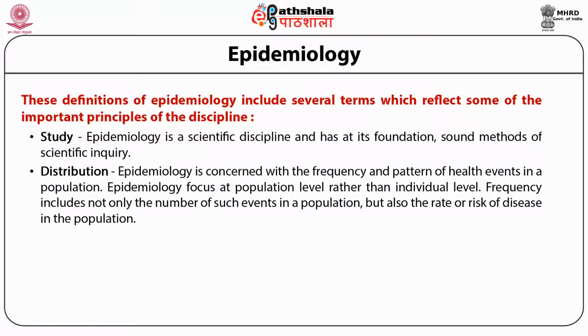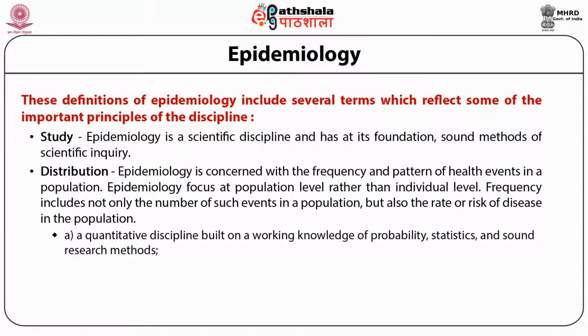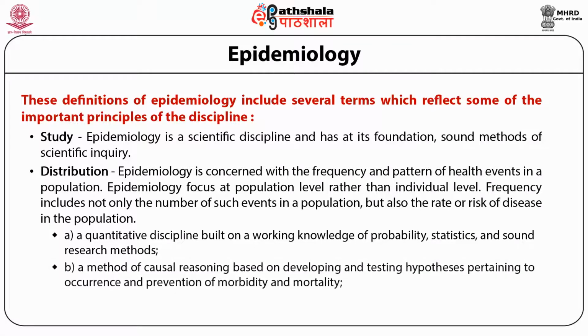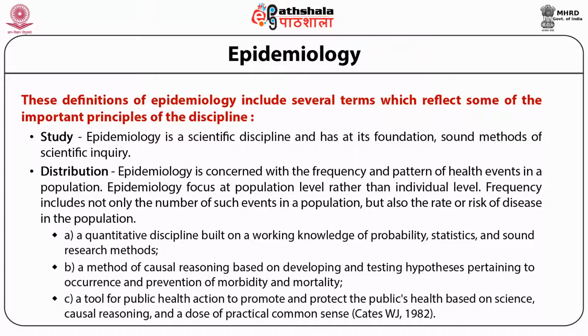Epidemiology is a quantitative discipline built on a working knowledge of probability, statistics, and sound research methods. B. A method of causal reasoning based on developing and testing hypotheses pertaining to occurrence and prevention of morbidity and mortality. And C. A tool for public health action to promote and protect the public's health based on science, causal reasoning, and a dose of practical common sense.